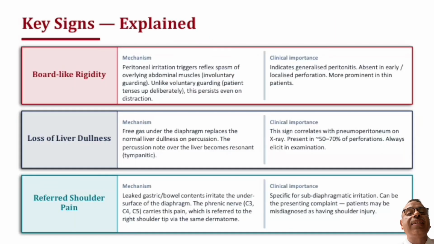Now, why do these signs occur? Let's see. Board-like rigidity, which is a classical sign, basically occurs because the peritoneal irritation triggers a reflex spasm of the overlying abdominal muscles. This leads to involuntary guarding. Unlike voluntary guarding where the patient tenses up deliberately, this persists even on distraction. So this is how you differentiate between guarding and rigidity. Rigidity is always involuntary, what we call involuntary guarding.